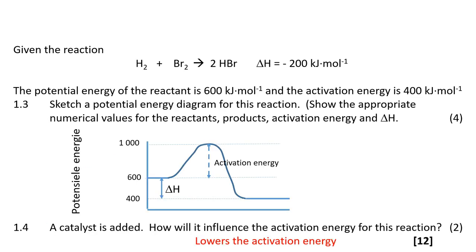Okay, and then they asked me at 1.3 to draw the diagram. They told me that the potential energy of the reactants is 600, so I could start there. And they told me the activation energy is 400. That's why I could just add these two and get up to 1,000. And then I had to sketch the energy diagram. This one you kind of learn. It's the one for the exothermic reaction. And I have delta H, that is the difference between the beginning and the final energy, which I calculated in my previous sum as well. So this is quite a nice graph and a nice easy 4 marks.